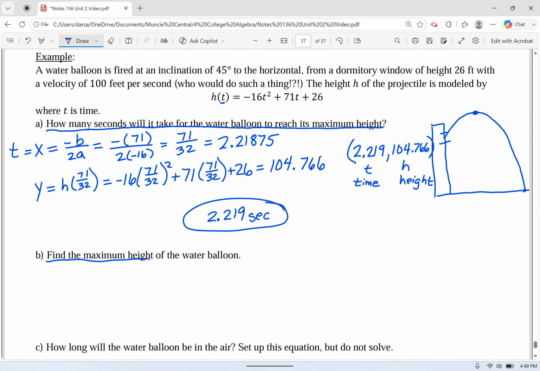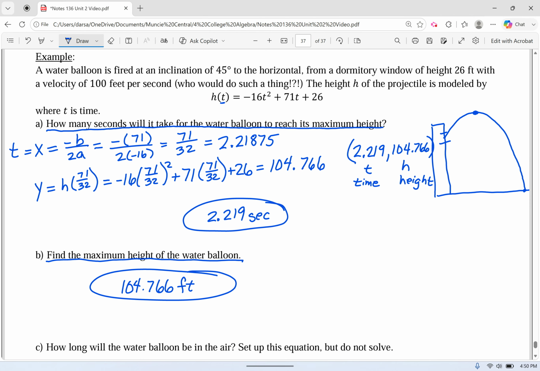The next question is, what was that maximum height? Find the maximum height. Well, if we look at our vertex, the vertex is the highest point, and 104.766, and if we look at our labels, that's in feet, is the highest height that the balloon gets to. Fantastic. Now, the last question that they can ask doesn't have anything to do with the highest.